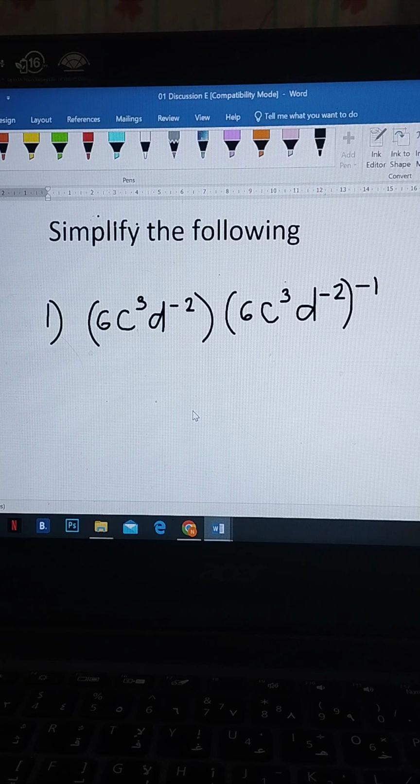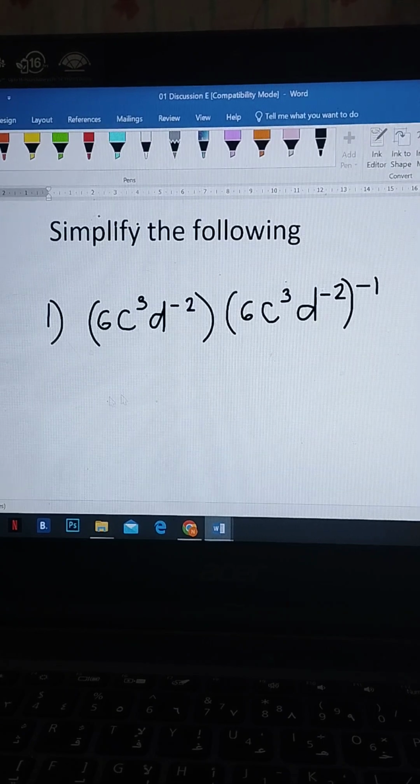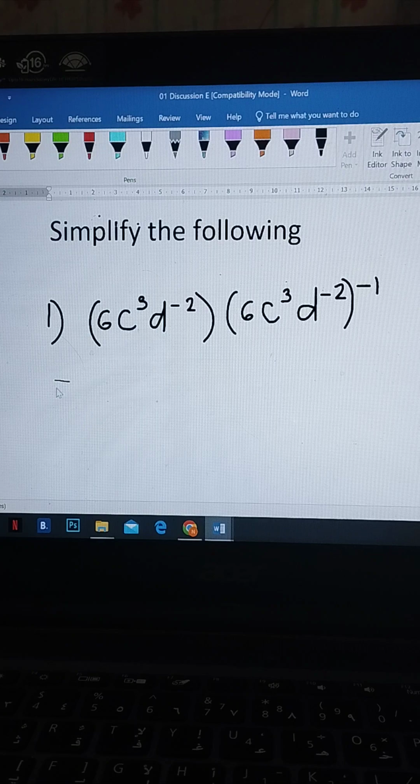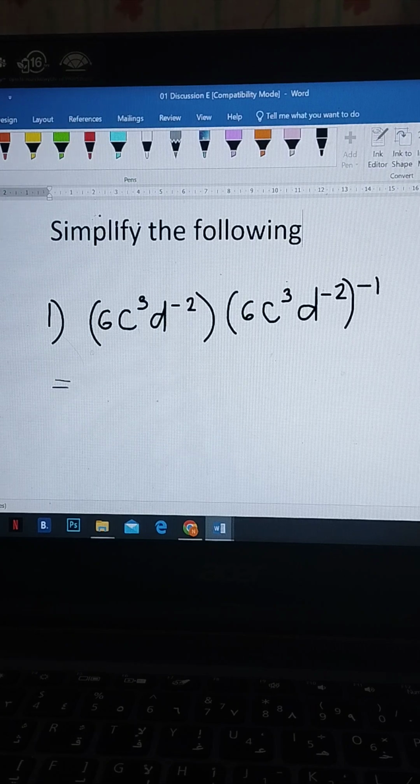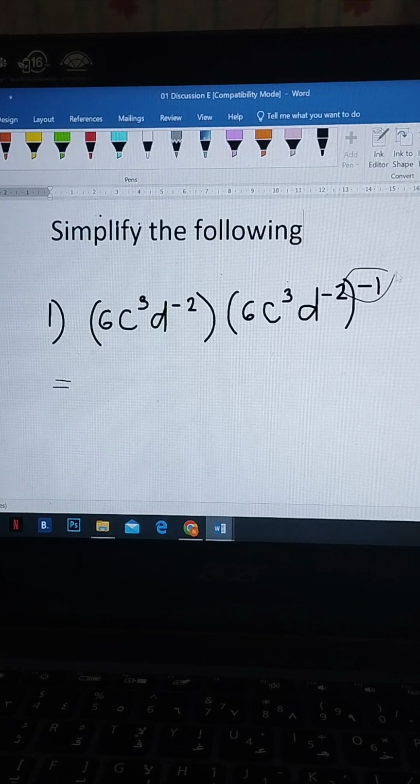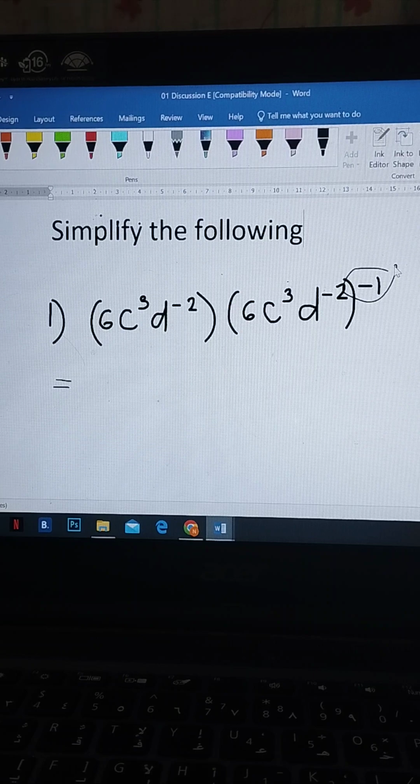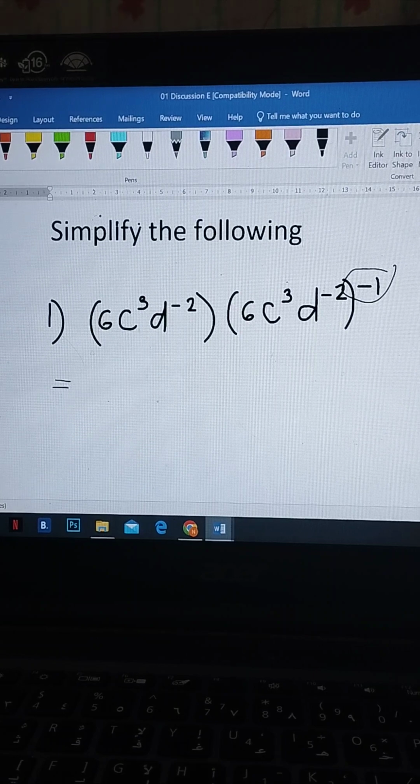This one is mathematics 9 or mathematics 8. Simplifying integral exponents. Okay, so first, we will remove this negative one here, the negative exponent.